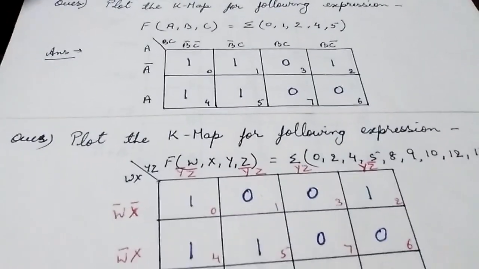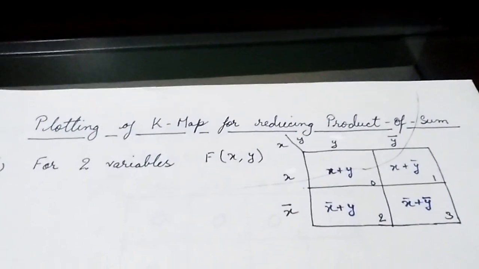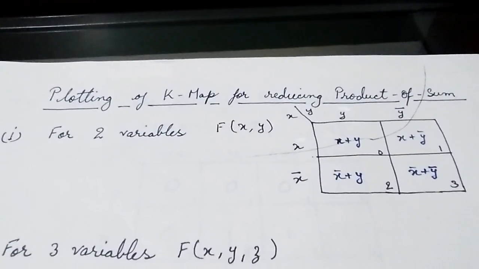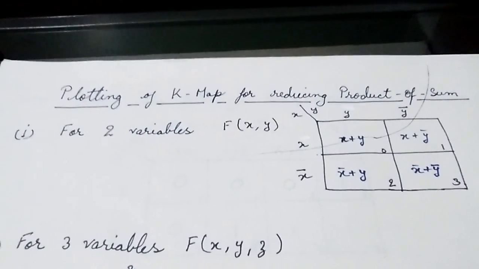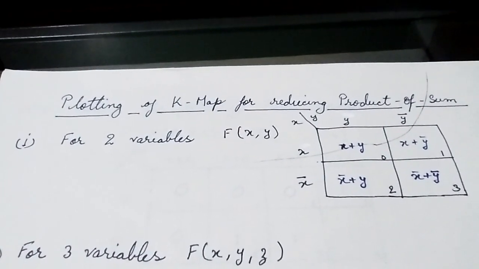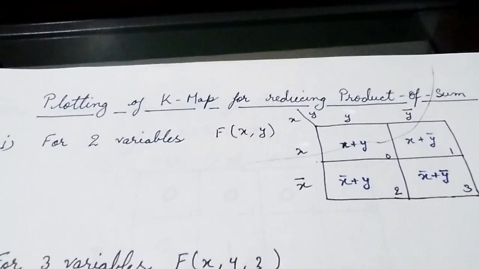Now we will see how to plot the Karnaugh map for product of sum. This is very important, so pay attention. We have to make use of max term, and in max term X is your 0 and X bar is your 1, and this is the place where students make mistakes.